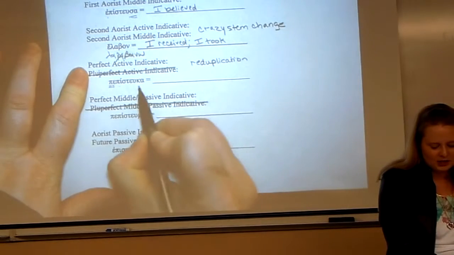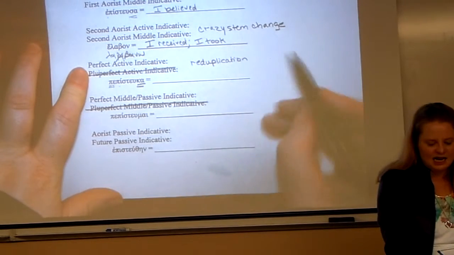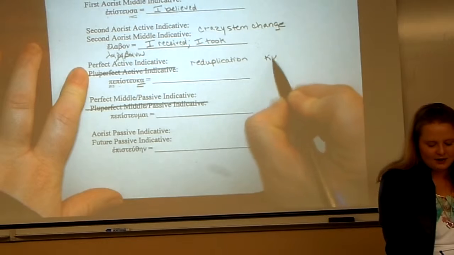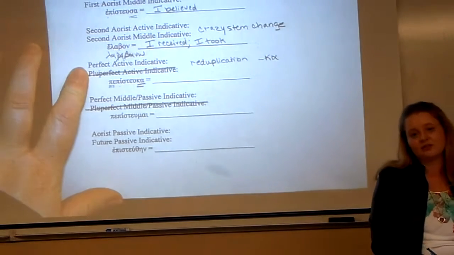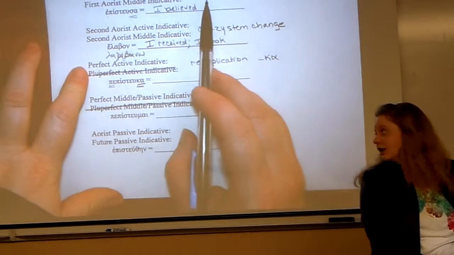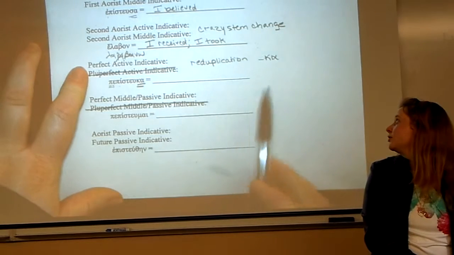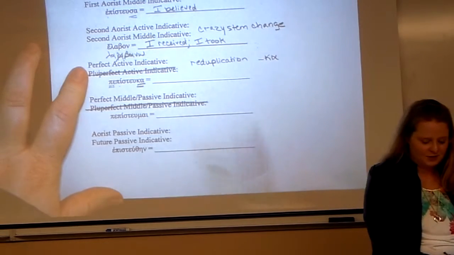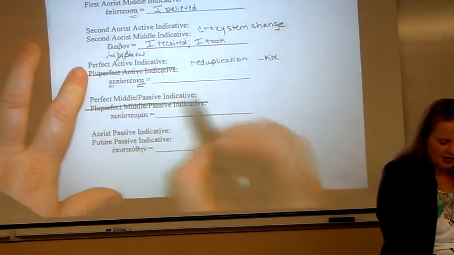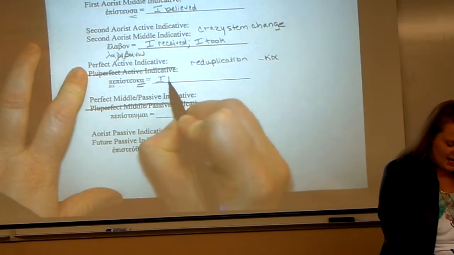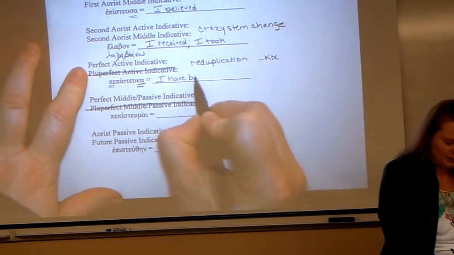Another way is it usually has this in the middle, a ka, kappa, alpha. That's usually the middle, the infix, just like you had a sigma in the aorist. So in the perfect you have a ka. So here we've got pepisteuka. This is I have believed.